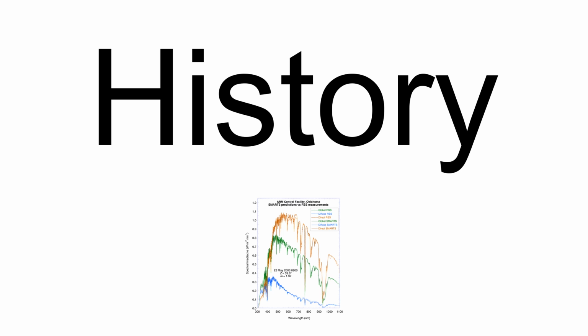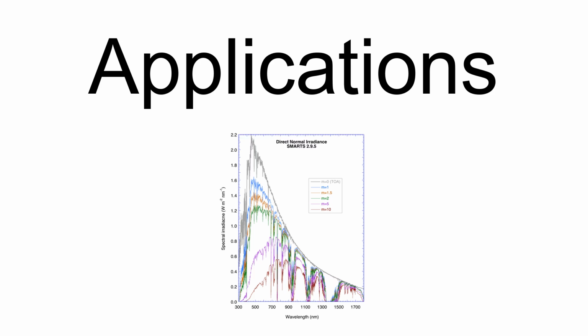SMARTS version 2.9.2 was selected to prepare various reference terrestrial spectra, which have been standardized by ASTM under the designations G173, G177, and G197, and by IEC under 60904-3. The latter standard represents the spectral distribution of global irradiance incident on a 37 degrees tilted surface facing the Sun at an air mass of 1.5. The integrated irradiance amounts to 1000 W/m2.